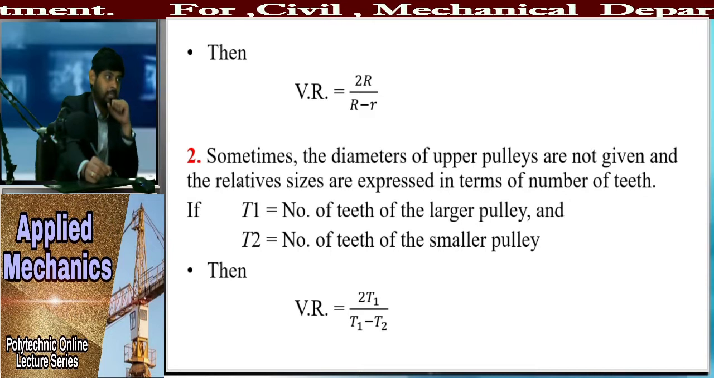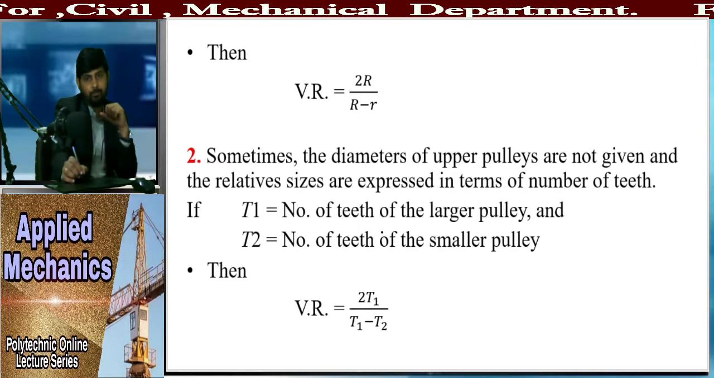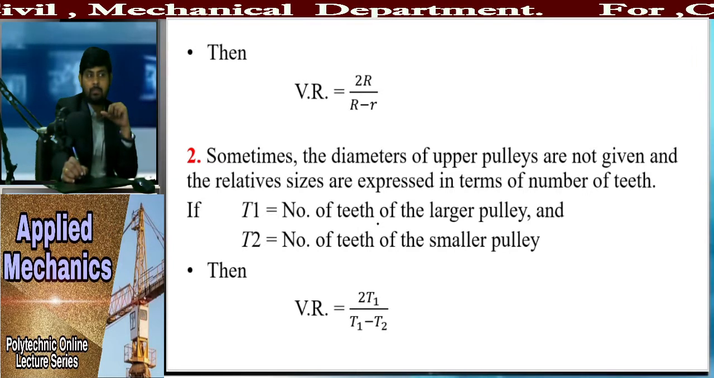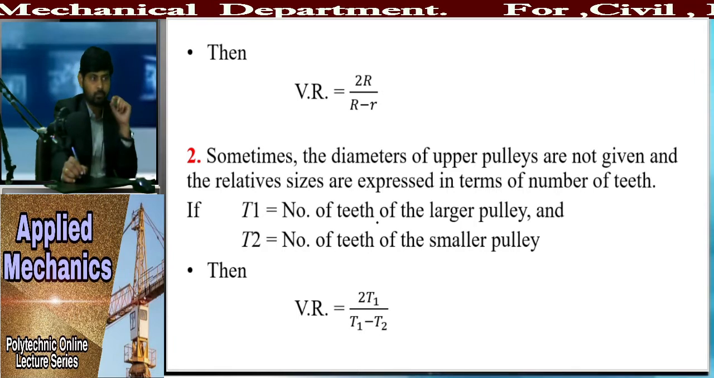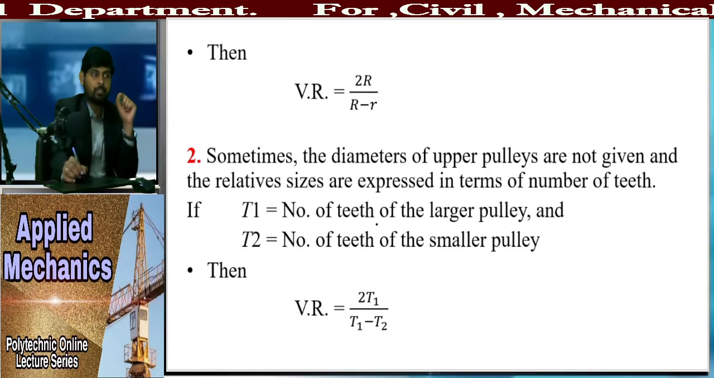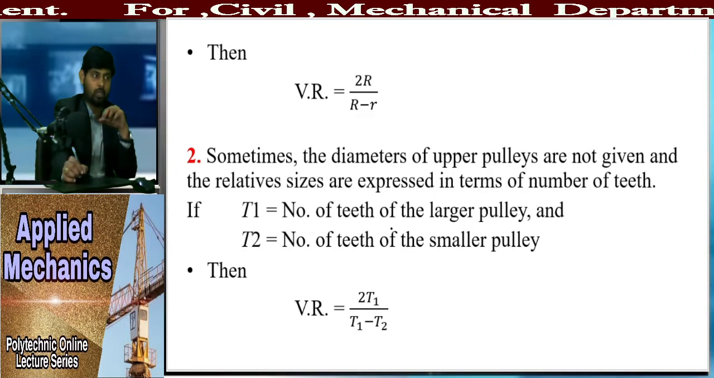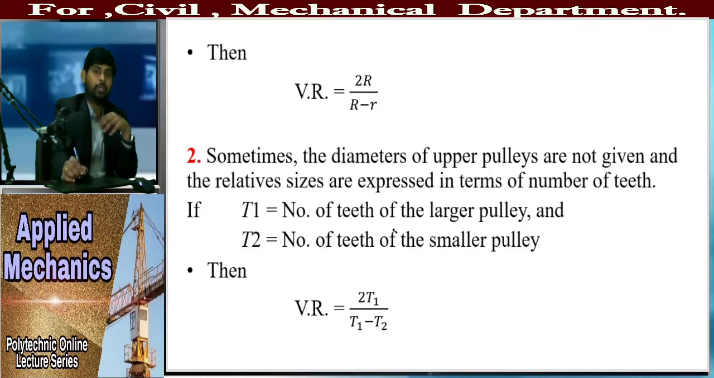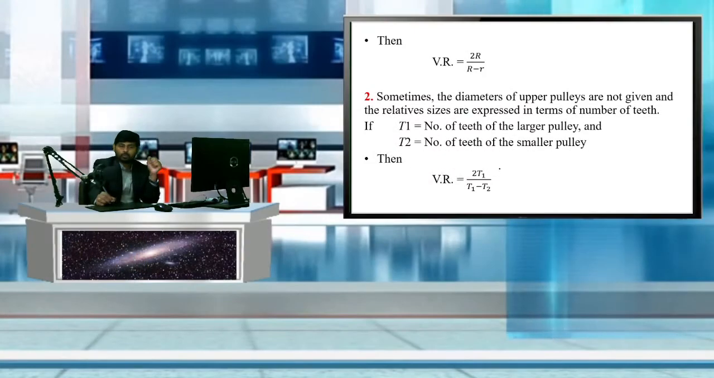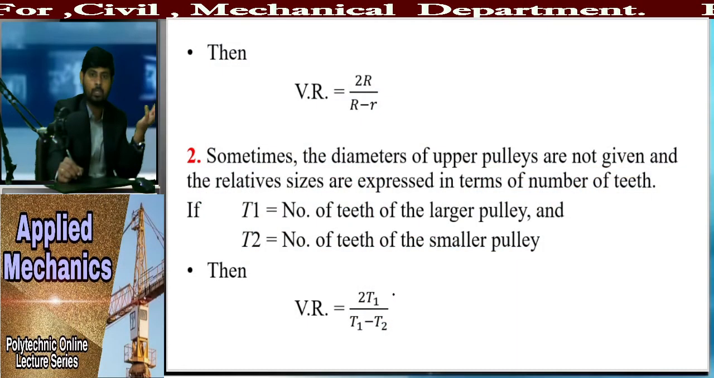The second consideration is that sometimes the diameters of the pulleys are not given, and the relative sizes are expressed in terms of the number of teeth. At that time, if T1 is the number of teeth of the larger pulley and T2 is the number of teeth of the smaller pulley, you have to take the velocity ratio as 2T1 divided by T1 minus T2. So these are the notes, covering the possibilities in this kind of numerical.